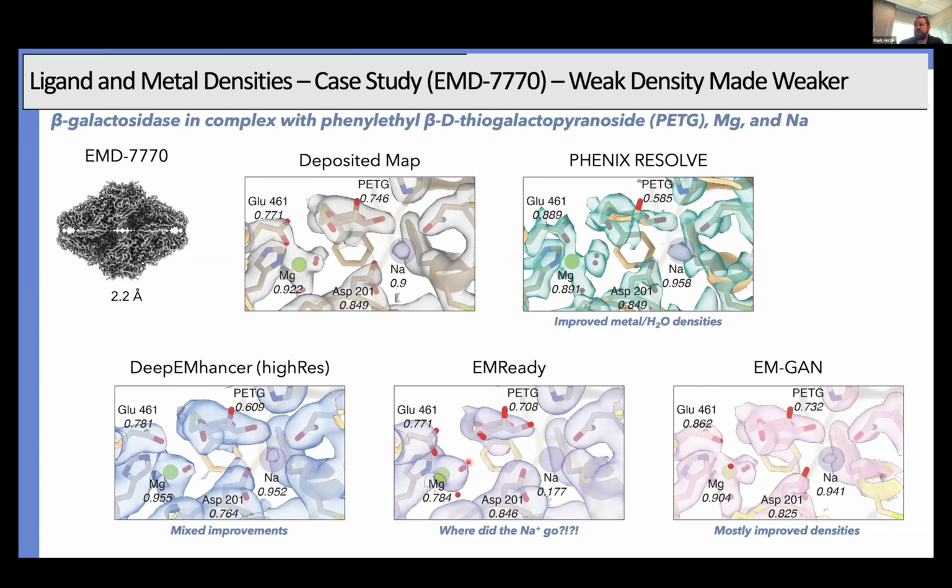Whereas in EM Ready, you see loss of the coordinated waters around the magnesium, and the sodium is completely gone for some reason. Whereas the PETG ligand is mostly retained compared to the raw map, but surprisingly with differential effects on the water. Now, the one thing that's also interesting is in EM GAN, you maintain the waters quite well as well as the sodium placement, but the overall quality of the sodium density does decrease a little bit compared to the other maps.